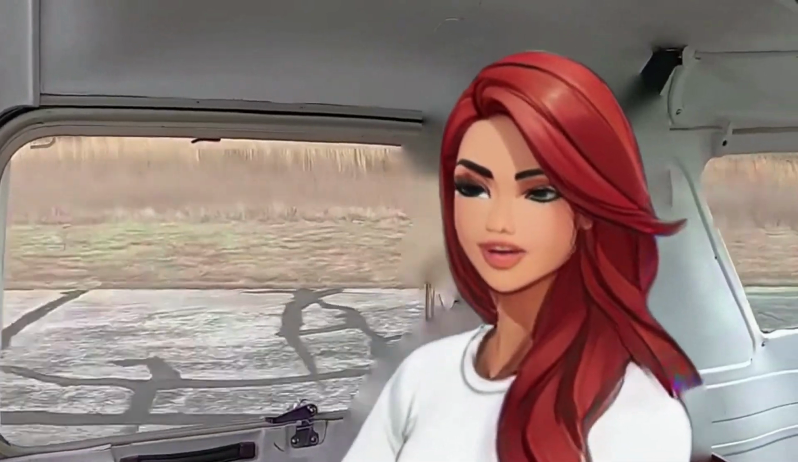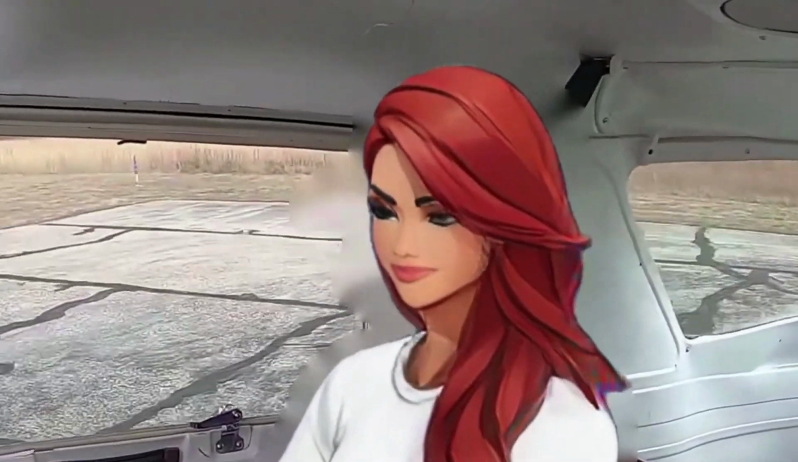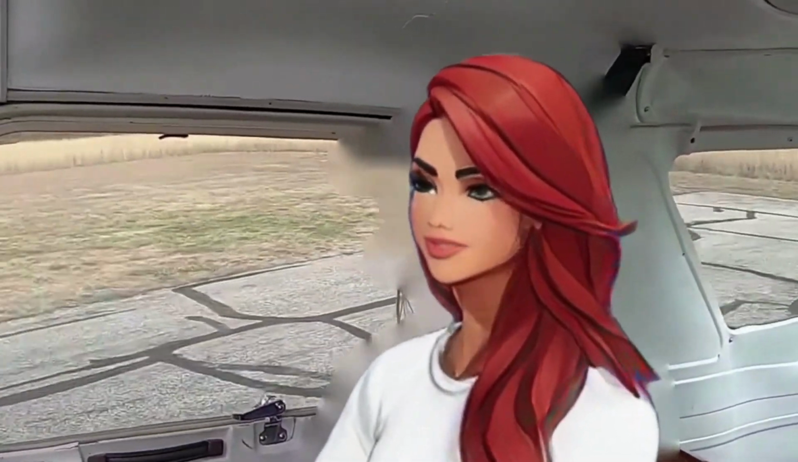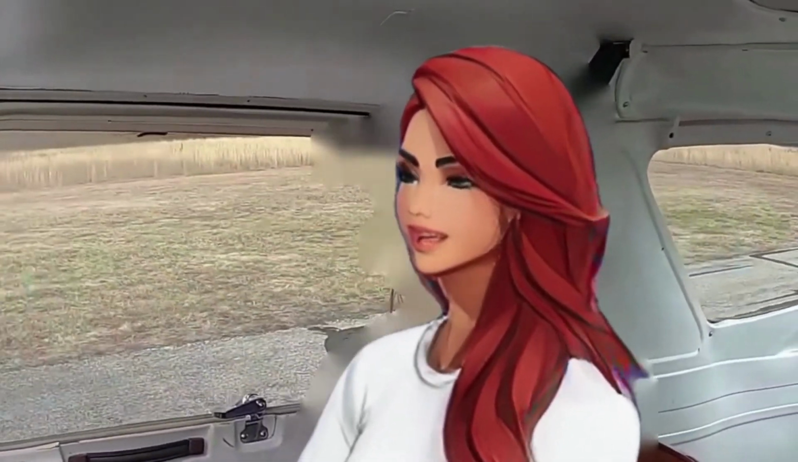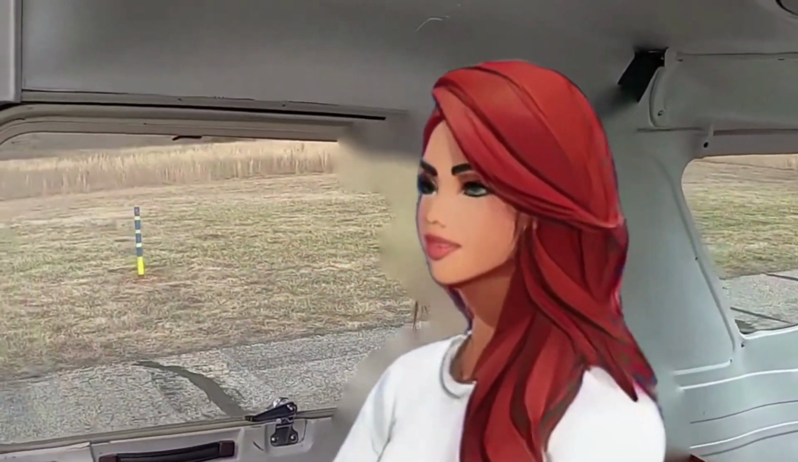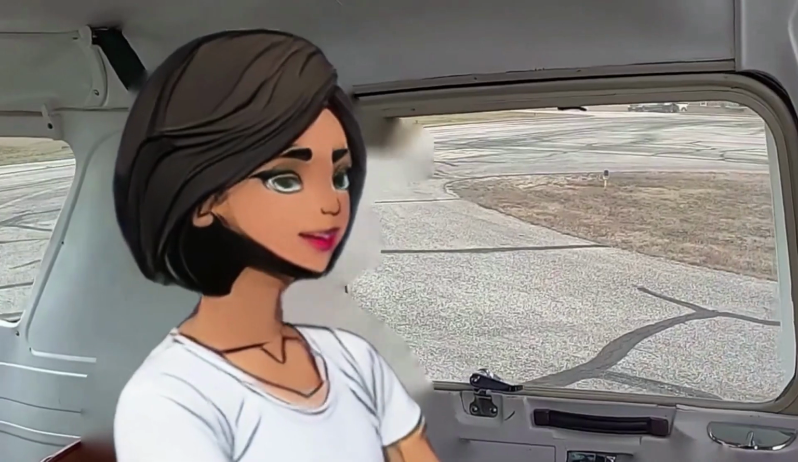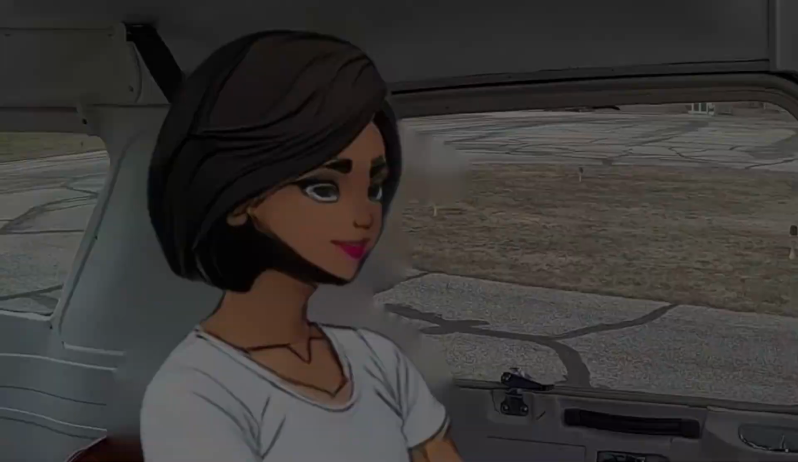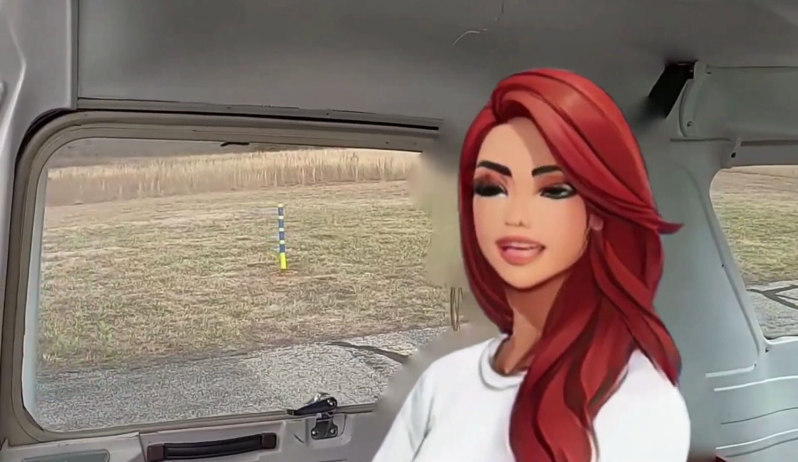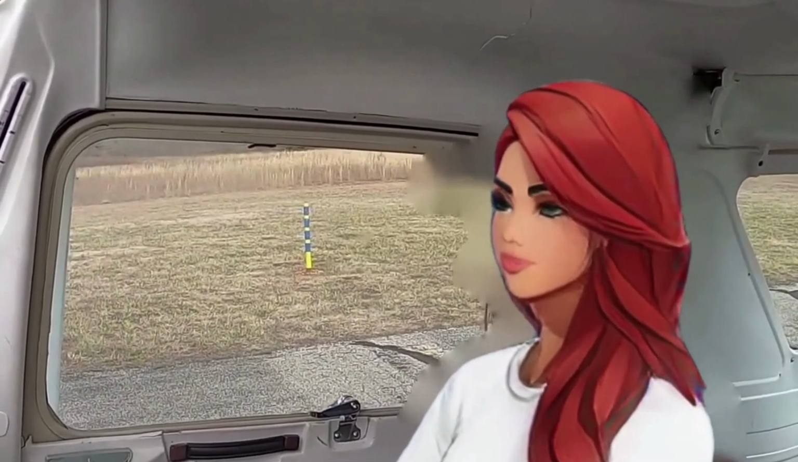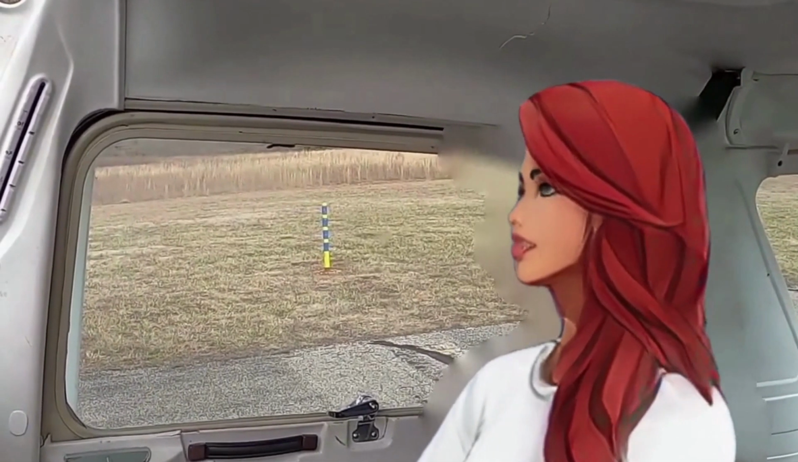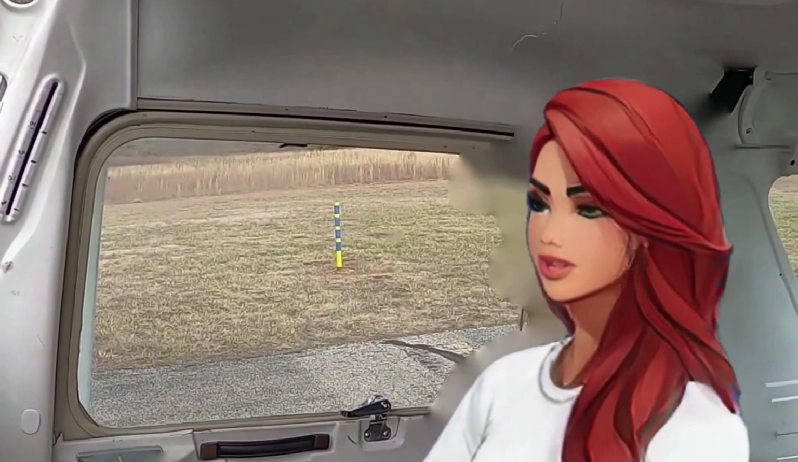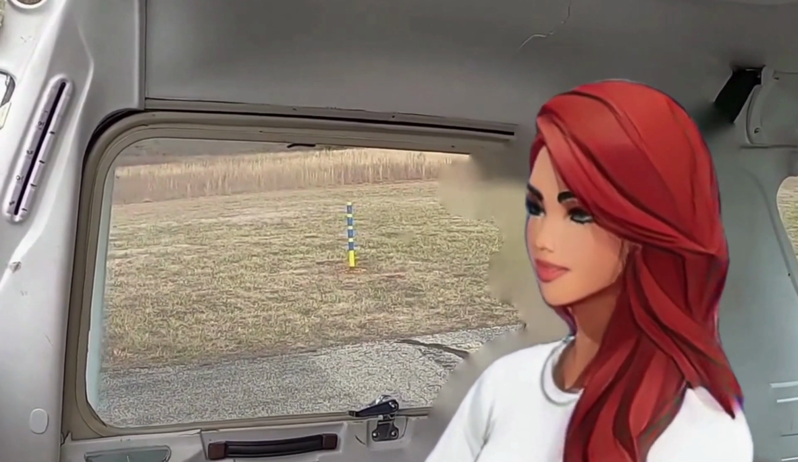Since this airport is at a high elevation, we will need a faster true airspeed for takeoff, but you should use the same indicated airspeed. Wait, are you saying that the airspeed indicator doesn't tell me my actual airspeed? Yes, there is a difference between indicated airspeed and true airspeed, and before we take off, you should adjust the altimeter so that it shows our airport elevation.